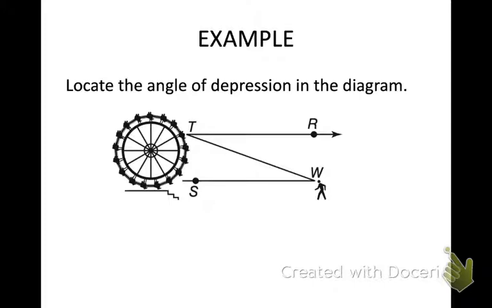Here we go back to our original diagram. If I wanted to locate the angle of depression, here's your horizontal, and then we're going down. If you were sitting up here, let's say in that cart, is it a cart on a Ferris wheel, and you were looking down at the man on the ground, then your angle of depression would be angle RTW.